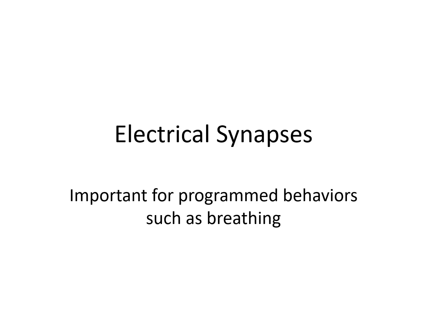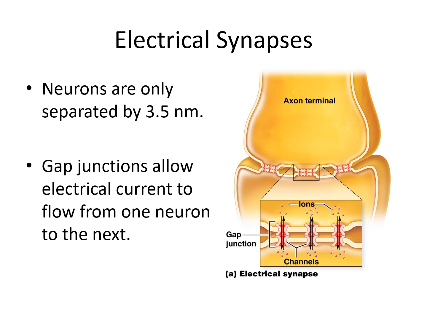Let's begin with the lesser known of the two, and these are electrical synapses. These are important for programmed behavior such as breathing, because with breathing you don't have to think about it too much, it's automatic, and you want it to be quick. What better way than to have electrical synapses, because whenever you introduce a chemical, that's going to slow down the process. So electrical synapses should be quicker. We see that neuronal synapses are only separated by 3.5 nanometers. They're very close together, and they're connected by gap junctions.